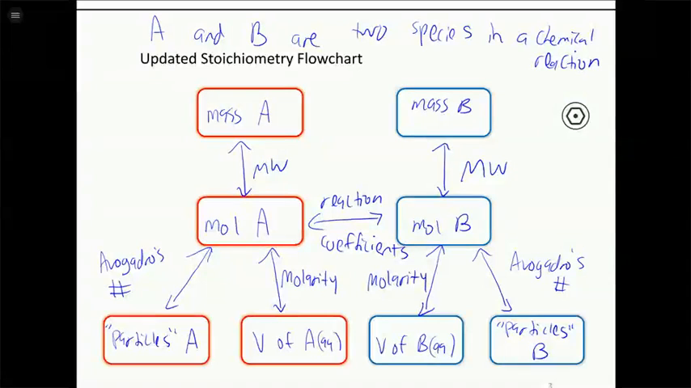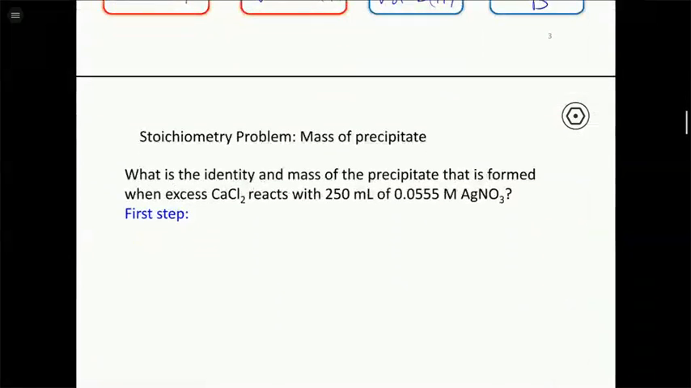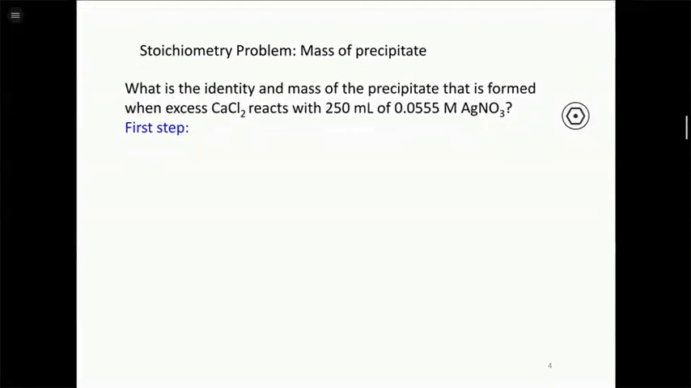So then let's just see how this works for a bunch of example reactions. So we'll start with a precipitation reaction. So let's say we want to know what is the identity and mass of the precipitate that is formed when excess calcium chloride reacts with 250 milliliters of 0.0555 molar silver nitrate.